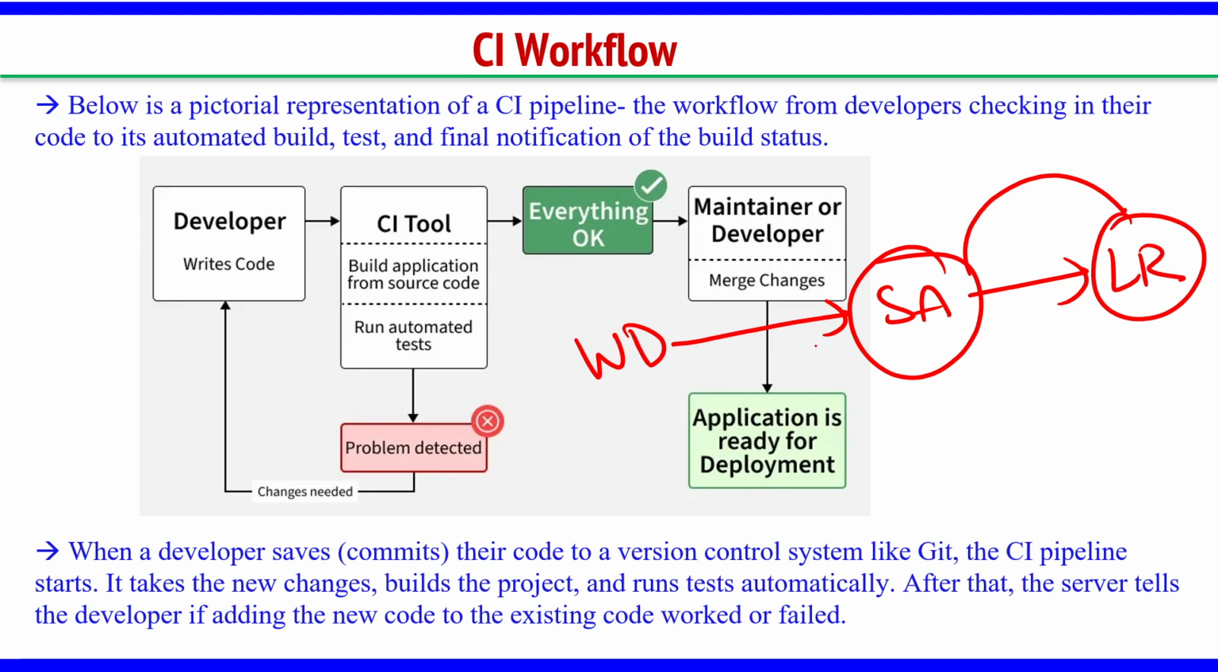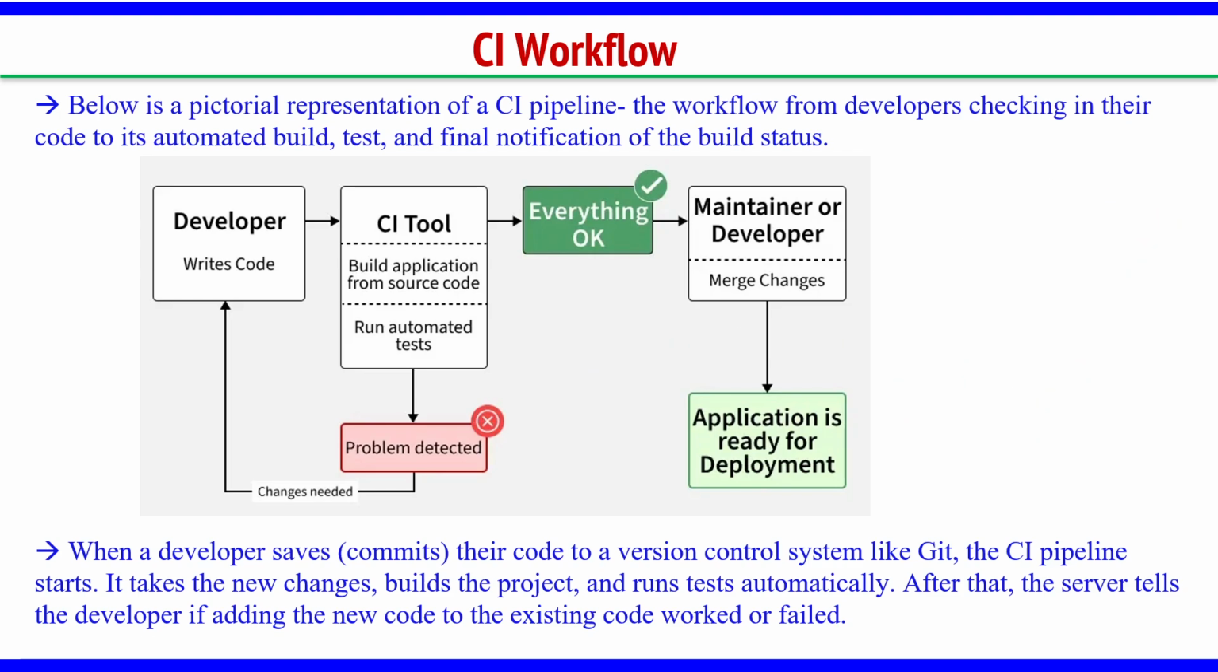So, the CI pipeline will start from here. It will take the new change, build the project, add it to the existing one and run the tests automatically. After that, the server tells whether, by adding these new changes, the code worked properly or failed, right? So this is the CI workflow.